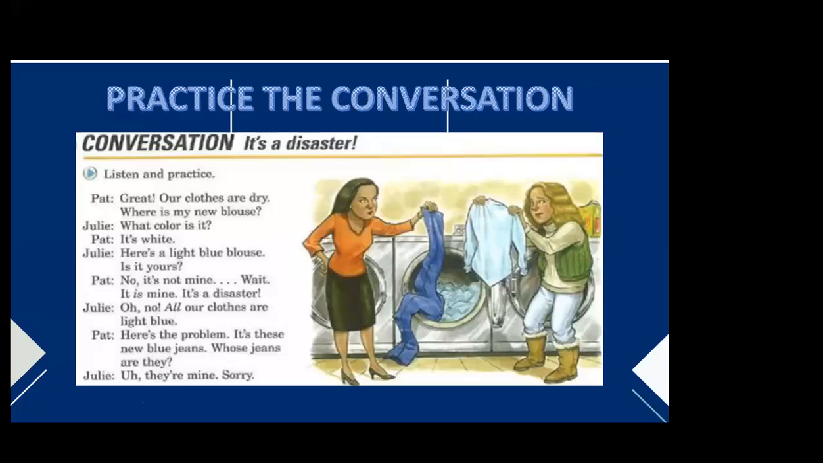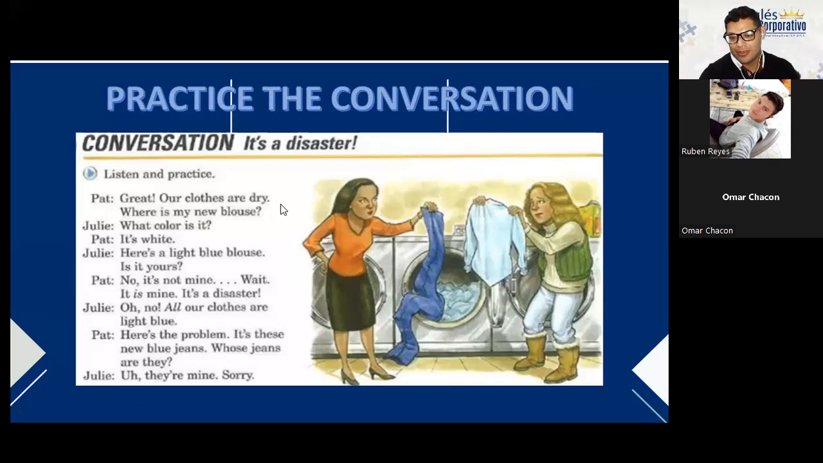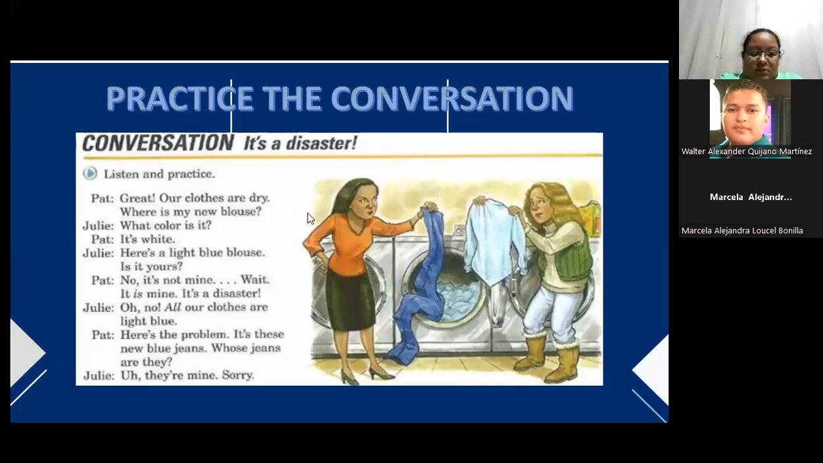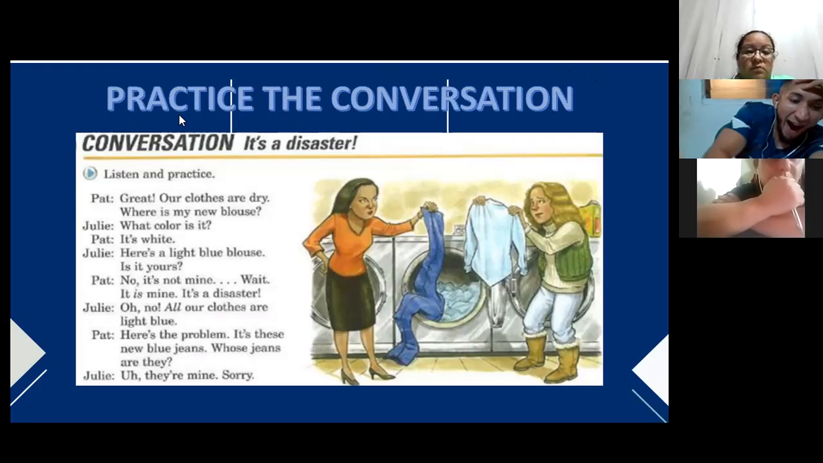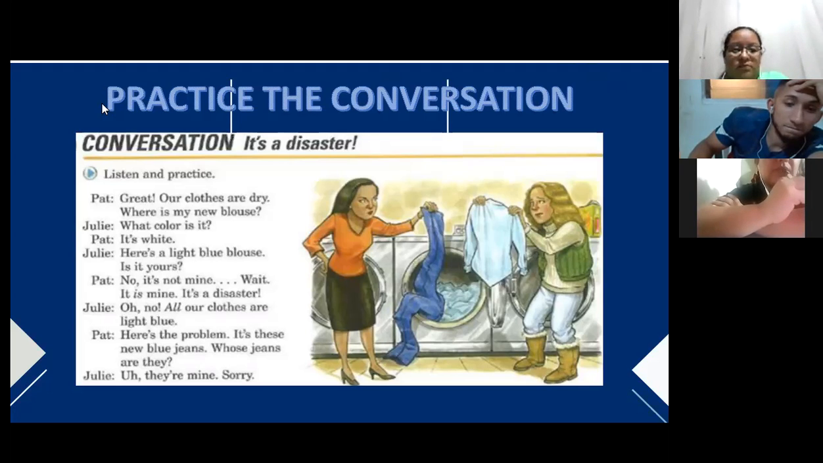Great, great. Our clothes are dry. Are dry. Where is my new blues? What color is? It's white. Here's a light blue blouse. Is it yours? No, it's not mine. Wait, is it mine? Is it a disaster? Oh no, all our clothes are light blue. Here's the problem. Is it this new blue jeans? Who jeans are they? Oh, they're my sorry. Oh, they're my sorry. Oh, they're my sorry. They are mine, sorry. Excellent.